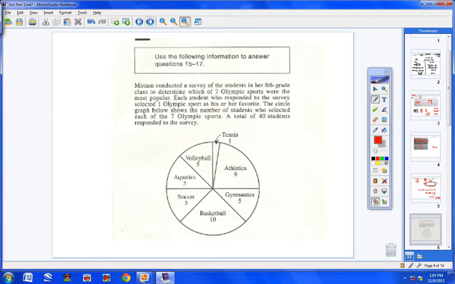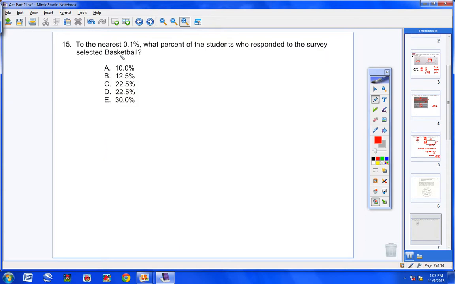So here we go. Here's question number 15. To the nearest 0.1%. Now please don't let that freak you out. That just simply means round your answer to 1 decimal place. That's all that it means. Nothing else, guys. Nothing else, okay?